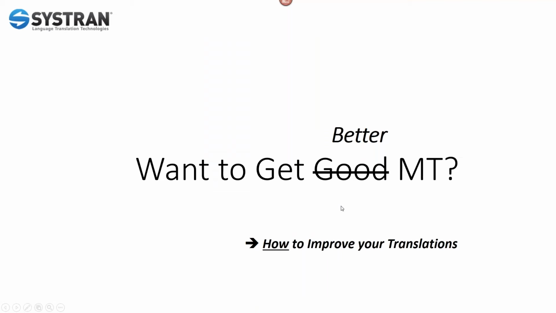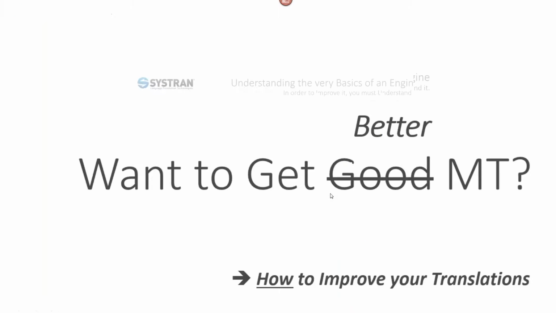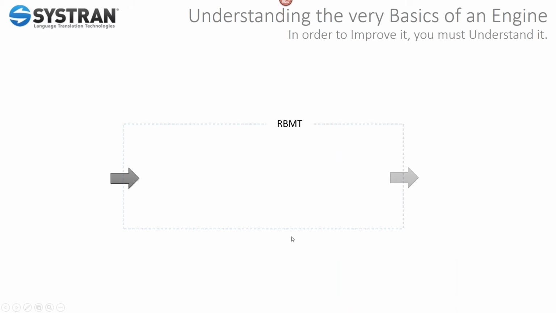So let's take a look at what can you do, right? How do you get to do better machine translation, not just good machine translation? And there is technology, and to understand where you can make it better, it's a good idea to understand how it works, at least in a very superficial way. Right? You have a black box, you have some sentence coming in, something's happening inside, it's coming out. It's not magic, it's computer software.